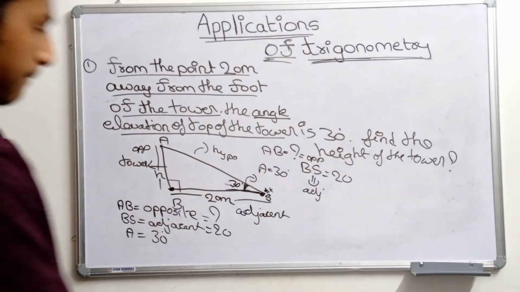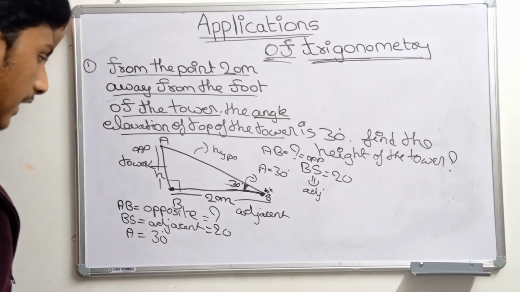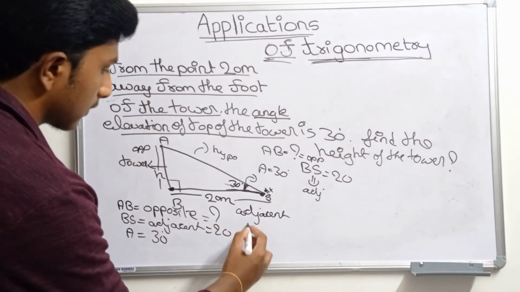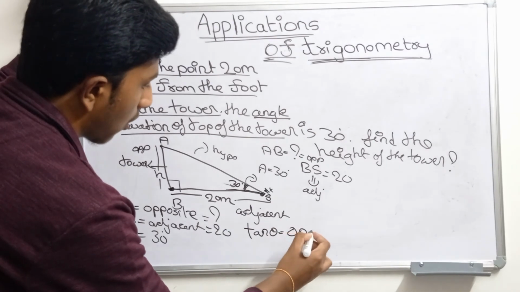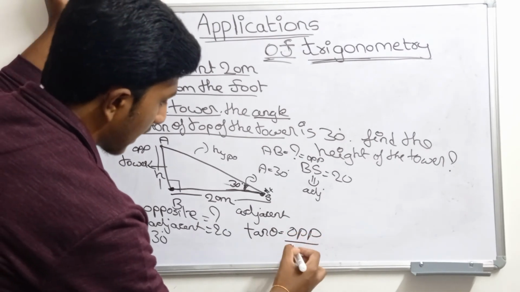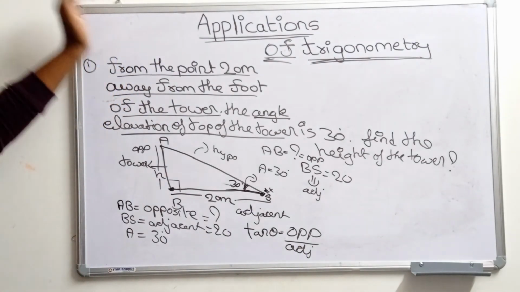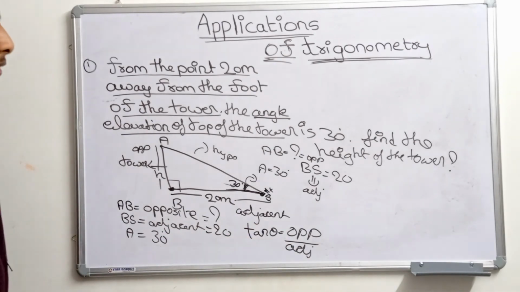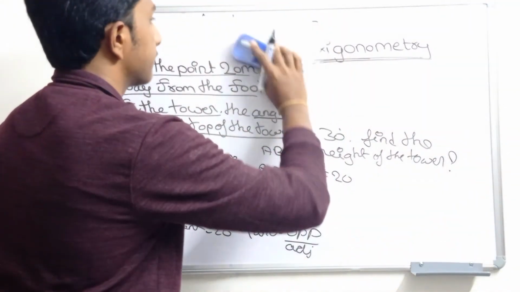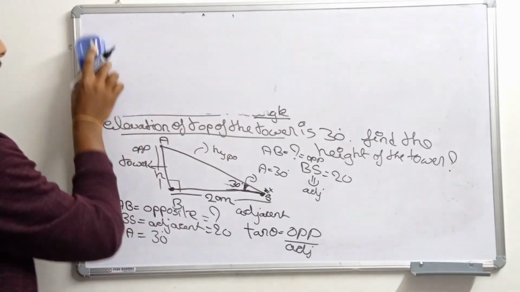Okay guys, I have opposite, I have adjacent, and I have the angle. So can we write tan theta is equals to opposite by adjacent? Can it be written? Tan theta is equals to opposite by adjacent. So I'm rubbing the question, guys, so I can do the problem here. This space is not enough.